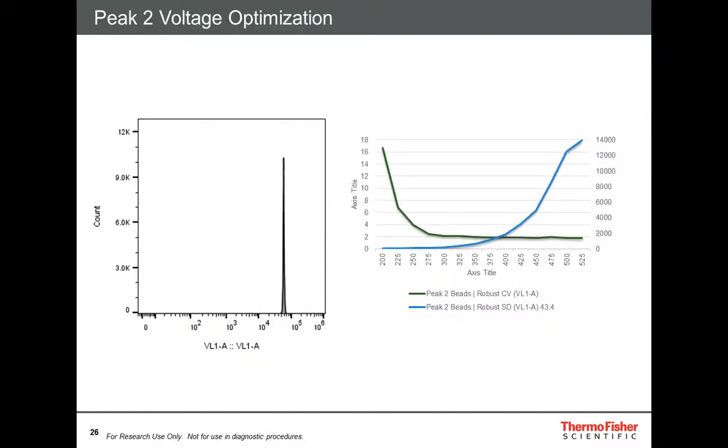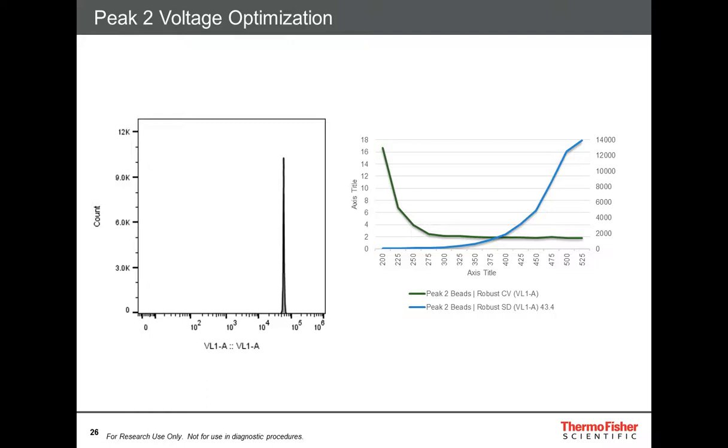Here's another option for your voltage optimization. Here you have a hard dye bead. The bead that I used for this optimization is the Peak 2 of the Spherotech 8-peak bead set. This is a hard dye bead. It is a single peak, so I don't have 2 peaks here that I have to set a gate on, and I did some very simple metrics.